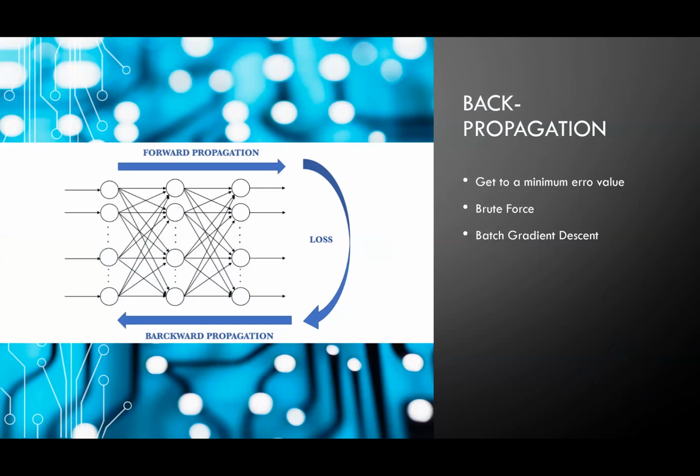So you probably heard me say backpropagation quite a few times. This is applied continuously through the network until the error value is kept at a minimum. In backpropagation, there are two ways to adjust weights: brute force method and batch gradient descent.